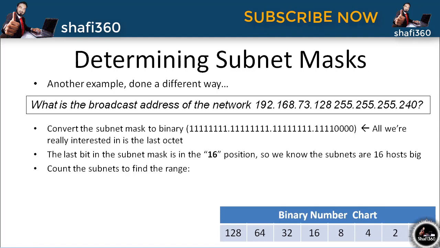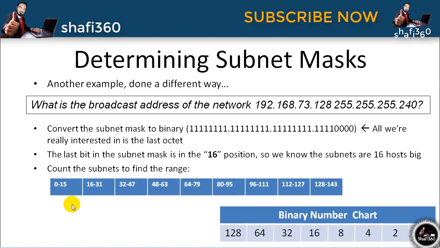So now we simply count the subnets to find the range. Our first subnet is 0 through 15 because the new subnet starts on 16. The next subnet is 16 through 31 because the next subnet starts on 32, so on and so forth until we hit the range for the network we're looking at. In this case, it is the network that has the .128 host in it.